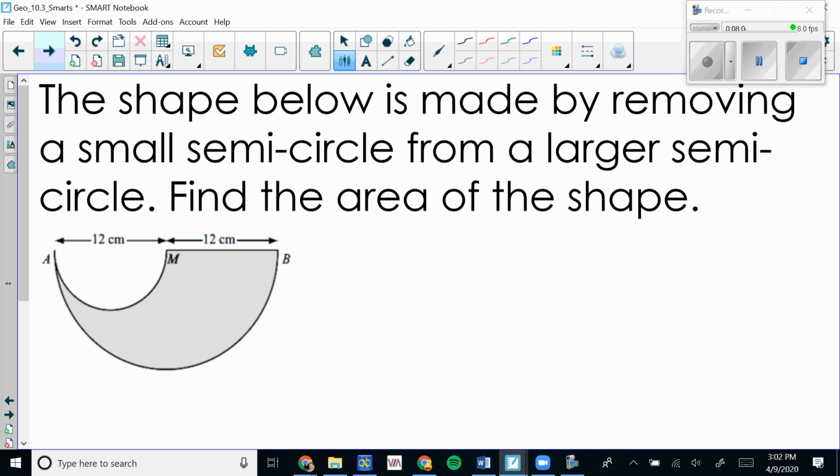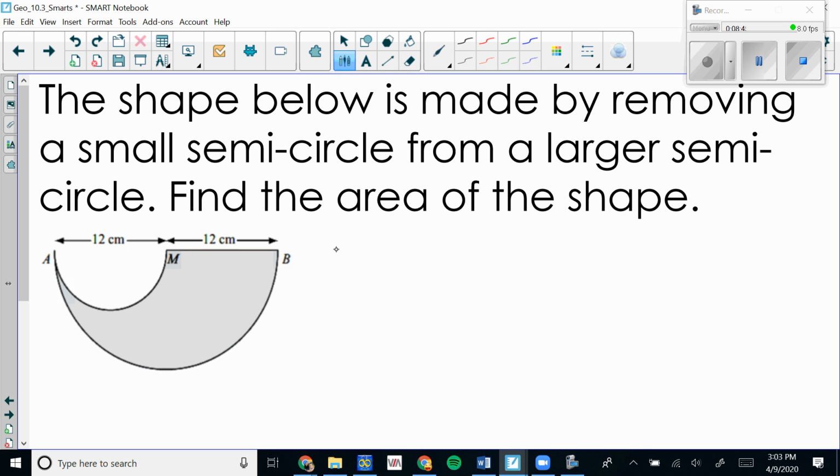Okay, this one says the shape below is made by removing a small semicircle from a larger semicircle. Find the area of the shape. To do this one, we are going to have to think of this as a whole circle, and then a whole other circle. To find the shaded area, I'm going to take the area of the large circle minus the small circle, and then divide that by 2, because it does cut right here on the diameter.